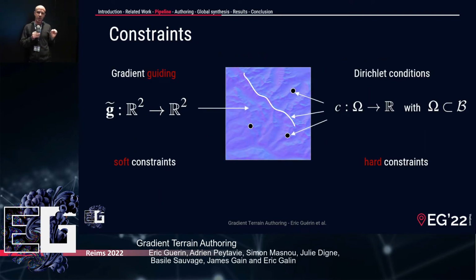Constraints, as you will see, are essential in the framework. They are of two different types. Gradient constraints are set by prescribing the gradient field. This is what you can see on the left side. Those constraints are not always satisfied by the reconstruction process and direct the generation of the elevation. So this is just a guide to the reconstruction. We call them soft constraints because they are not always respected. On the contrary, Dirichlet conditions enforce the elevation at precise locations onto the grid. They are always respected, and therefore we call them hard constraints.